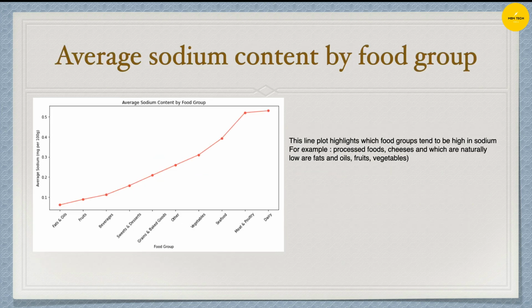Now we will talk about average sodium content by food group. This kind of line plot highlights which food groups are typically high or low in sodium. As expected, processed foods and cheeses are high, while fresh fruits, vegetables, and fats and oils are naturally low.